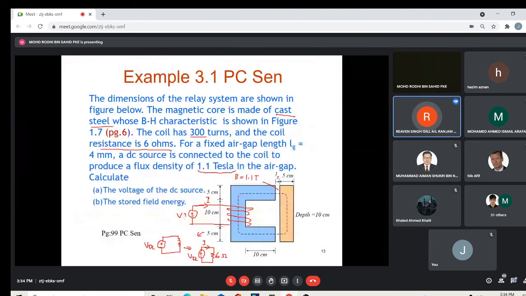Doctor, can you save that example in PDF? Okay, I'll give you later on. If not, you can just watch this video. I'm recording this video.